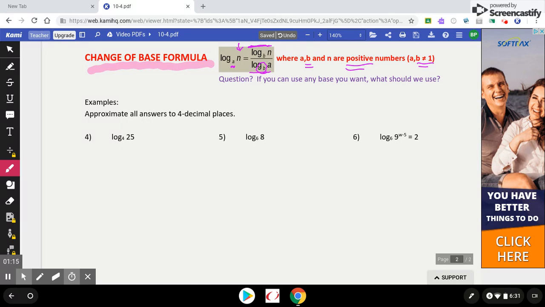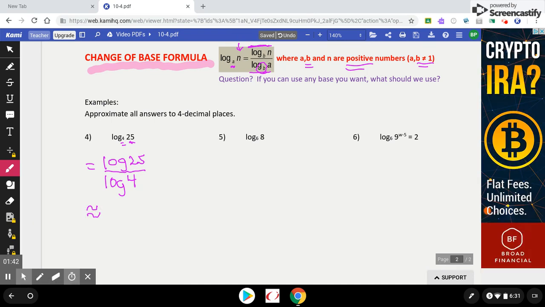Notice in number 4, I've got the argument, or the big number. I write it as log base 10 on top. I'm not going to bother writing base 10 because it's understood to be 10 if you don't write it. Notice the base number is 4. I'm going to write log base 10 of 4 on the bottom, and I get to pick up a calculator because it's now log base 10.